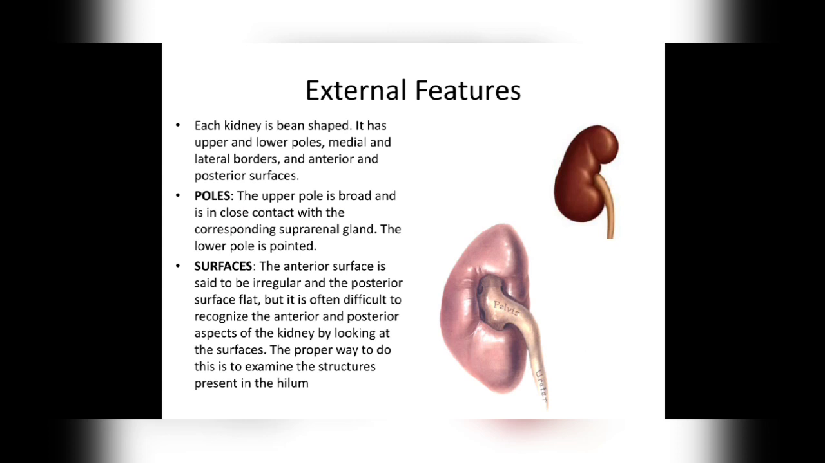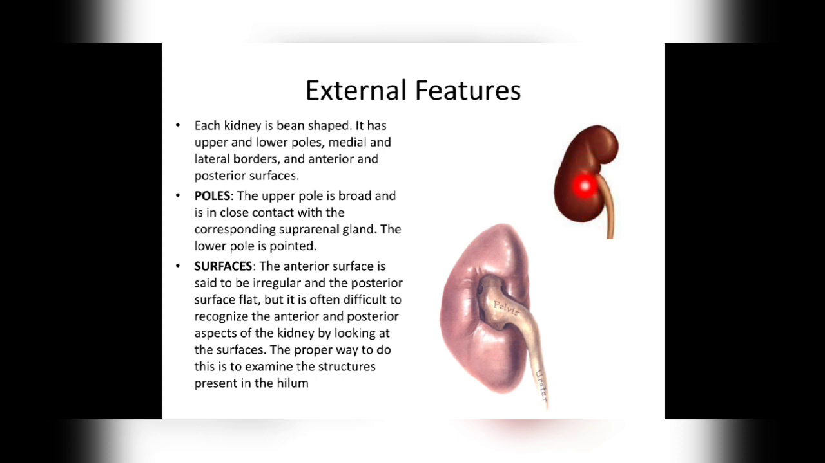External features. Each kidney is bean shaped. It has upper and lower poles, medial and lateral borders, anterior and posterior surfaces. Poles. The upper pole is broad and is in close contact with the corresponding suprarenal gland. The lower pole is pointed.